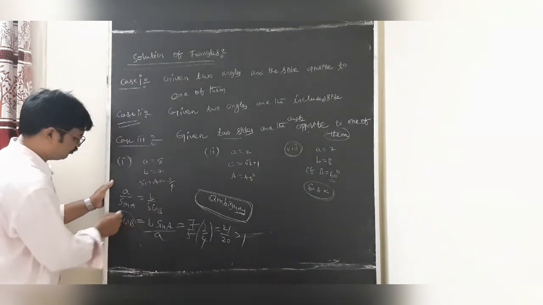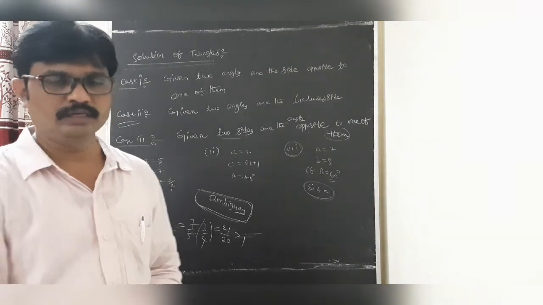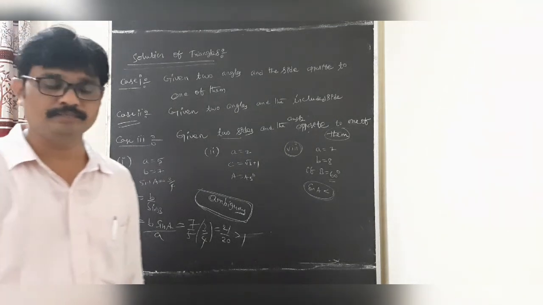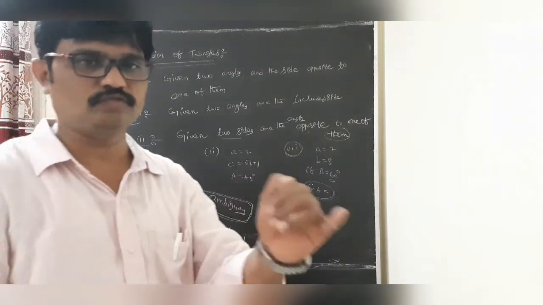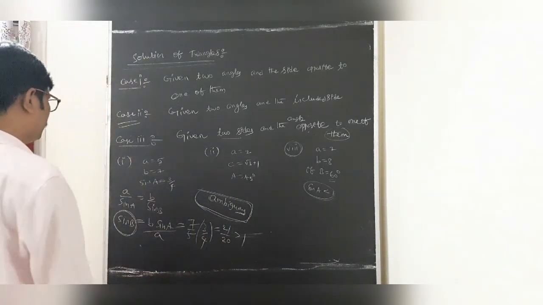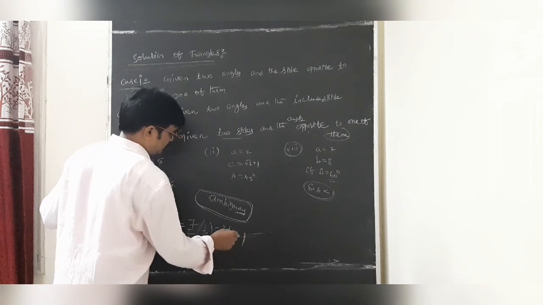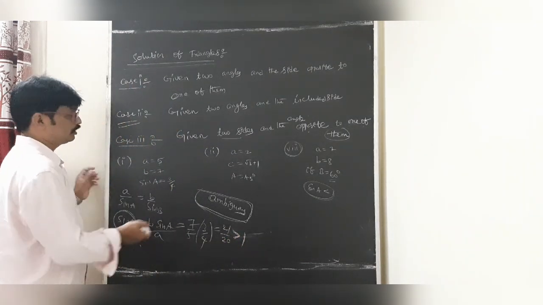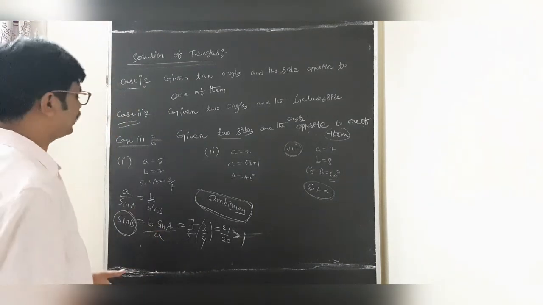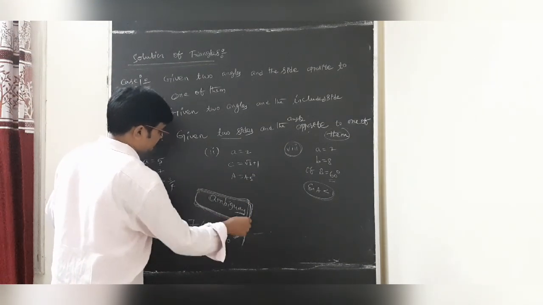undoubtedly greater than 1. We have to know that the range of sin theta, or sin B, lies between -1 and 1. That is the range; the domain is R. The range of sin theta is -1 to 1. The sin values always lie only between -1 and 1. But here we got a value greater than 1. So the number of solutions of the triangle is 0. There exists no triangle. This type of case is called the ambiguous case.